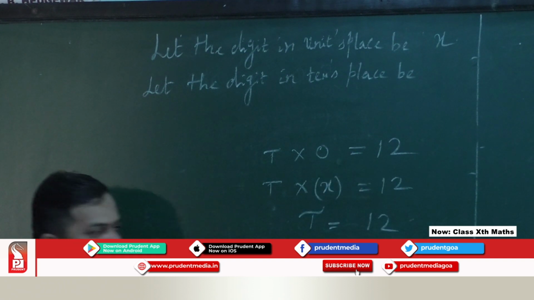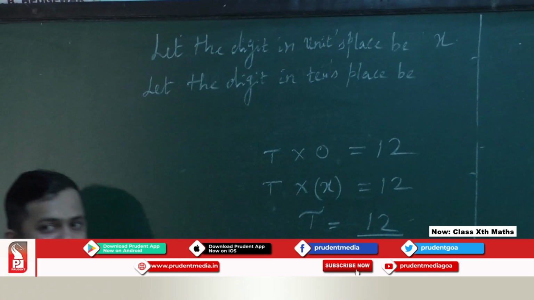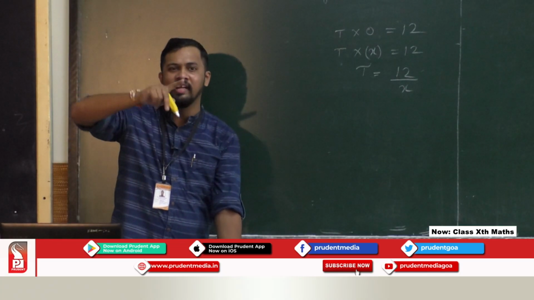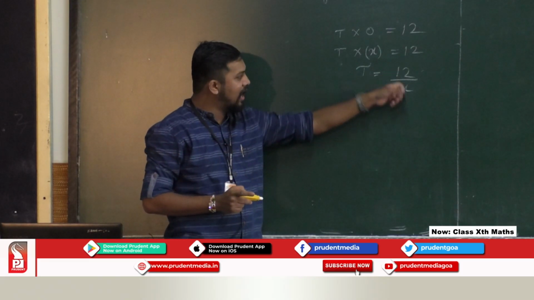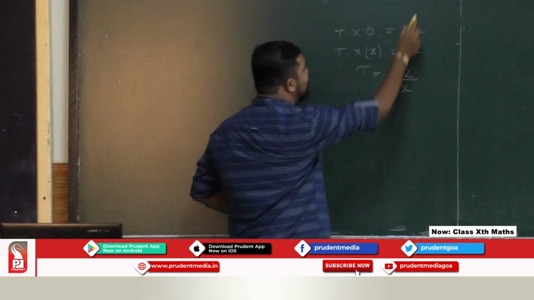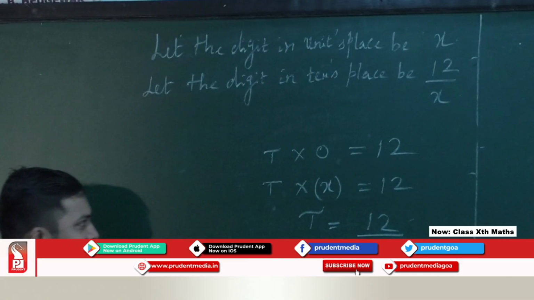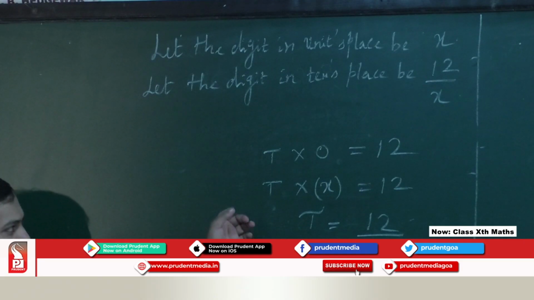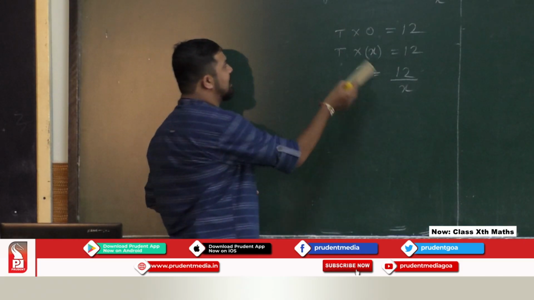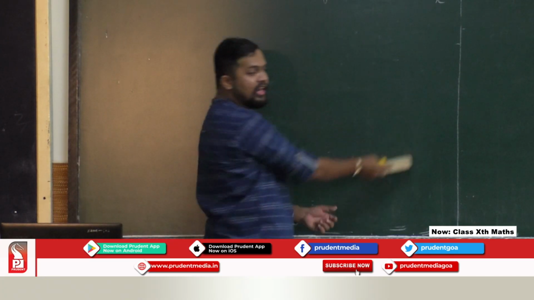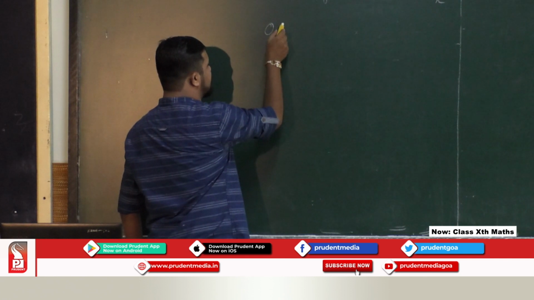If you take x on the other side, it will get divided: 12 divided by x. See, there is quite a difference between the earlier question and this one. Here we got the second digit as 12 divided by x, so I will write that as the tens place: 12 divided by x. You can copy this part also for your understanding of how I got this tens place. Okay, so once I got my unit place and tens place, now you know the next step is to find the original number.